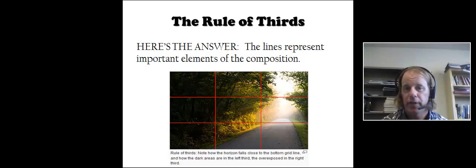So here's the answer. Those lines actually represent important elements of the composition. And you can see down below it says the rule of thirds. Note how the horizon falls close to the bottom of the grid line, and how the dark areas are in the left third and the overexposed in the right third. So it is a way of thinking about how you design things. And dividing up what you see in terms of thirds oftentimes helps you figure out what's visually appealing.